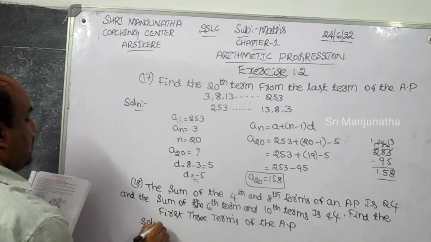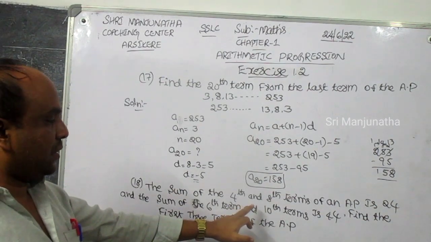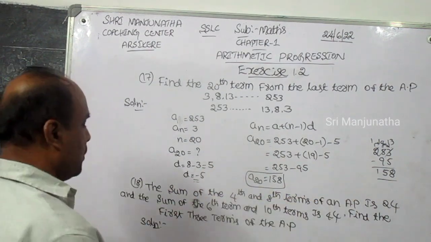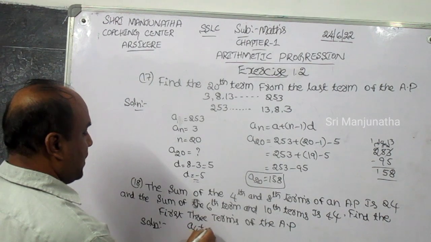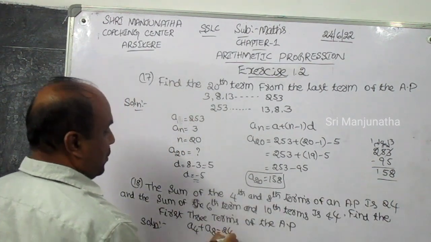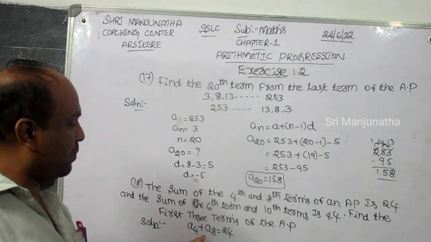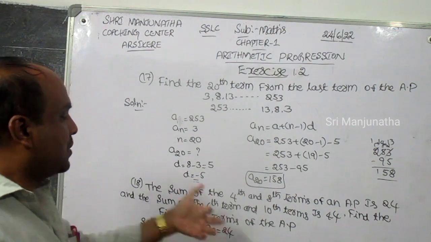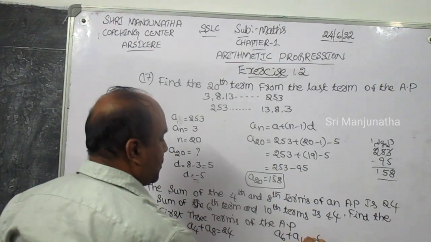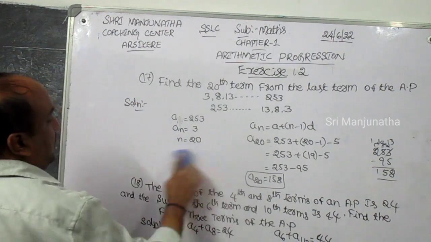Okay, solution. Once again, the sum of the fourth and the eighth term of an AP is 24. A4 plus A8 is equal to how much? It is given 24. The fourth term and eighth term of an AP is nothing but A4 plus A8 is equal to 24. Sixth term A6 plus A10 is equal to how much? 44.